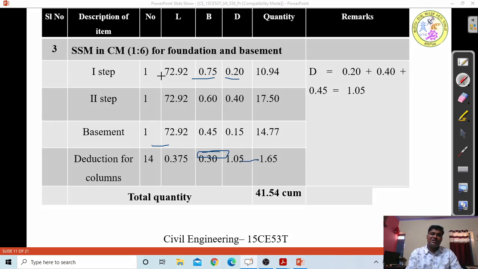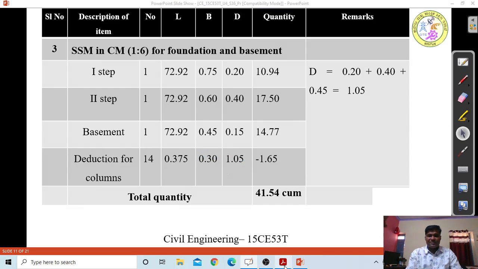Length, I am going to consider the total center line length, then I am going to deduct for columns at a later stage. So 72.92 meter is the total length of the stone masonry. So 72.92 into 0.75 into 0.2 will give me 10.94 cubic meters of masonry. Then we will move on to the second step.